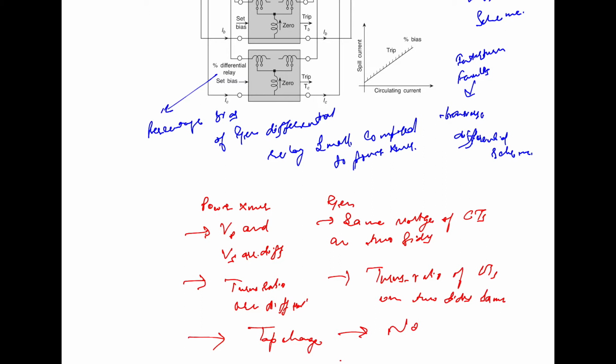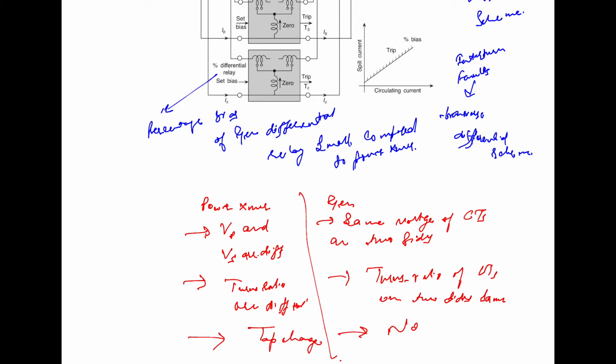Now what happens is that this gives rise to a large spill current during normal load and external fault in case of the transformer differential protection, compared to the generator differential protection, because these differences are there between the power transformer and the generator.